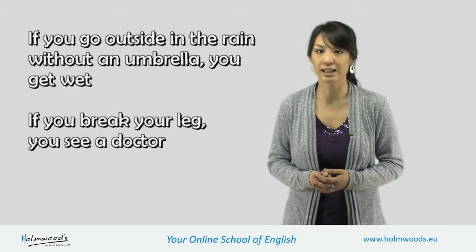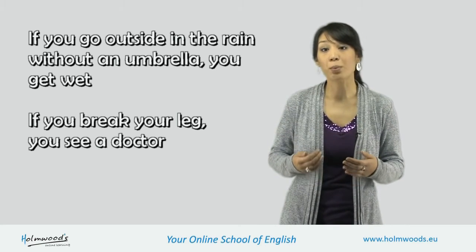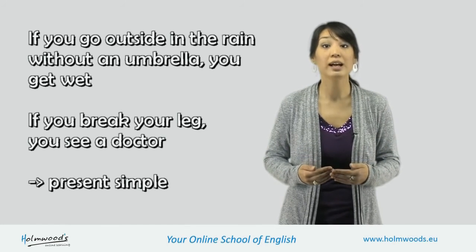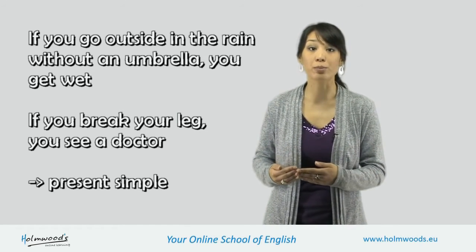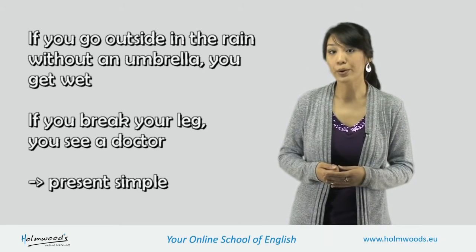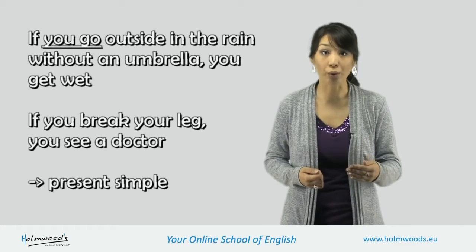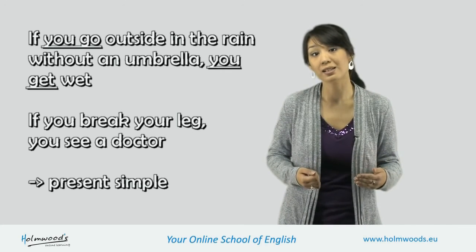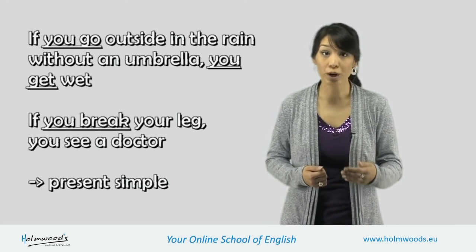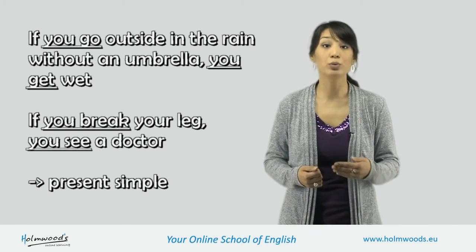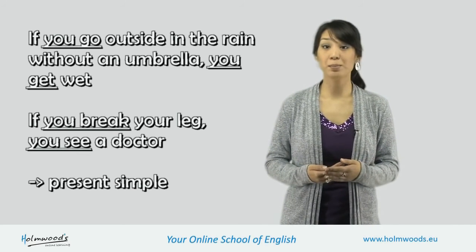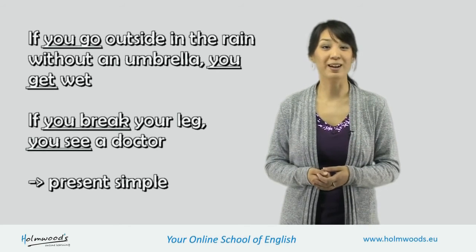In sentences like these, you use the present simple in both the conditional clause and for the main verb of the sentence. In the first example, I said, you go and you get. In the second one, I used you break and you see. If you know about the present simple, this is quite simple, right?